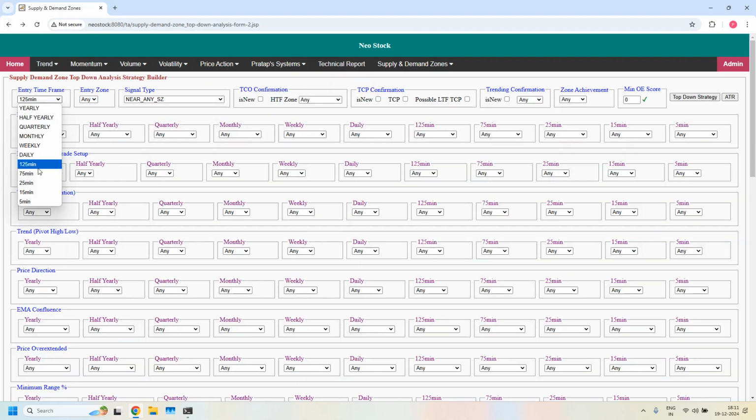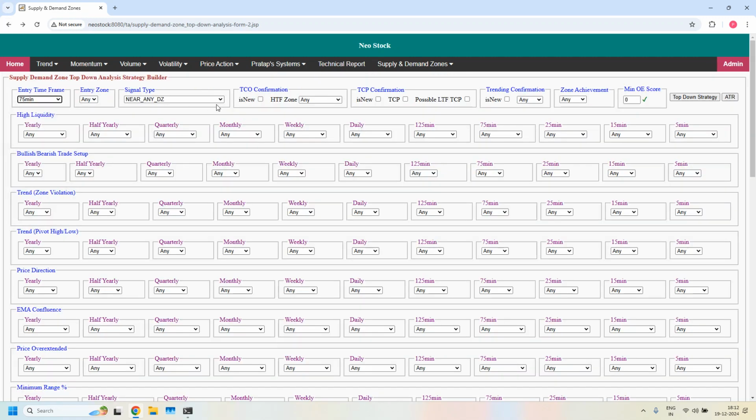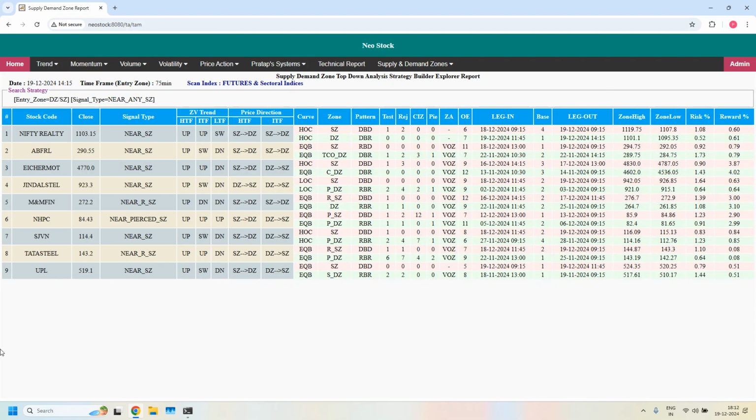Next time frame is 75 minutes, stocks near 75 minutes demand zone. 3 stocks are filtered, and we don't have any high liquidity 75 minutes demand zones. Next, for 75 minutes time frame, stocks near 75 minutes supply zone, we got 9 stocks. High liquidity supply zones, let us identify.